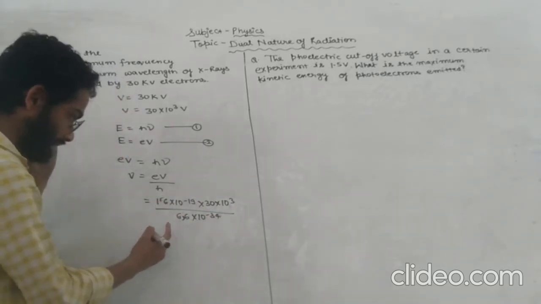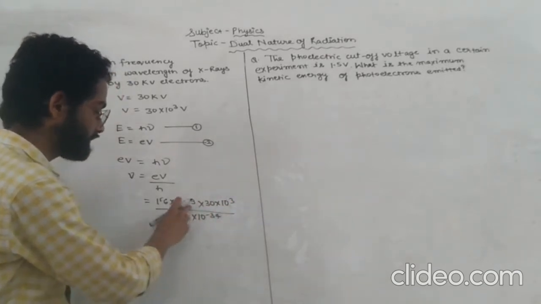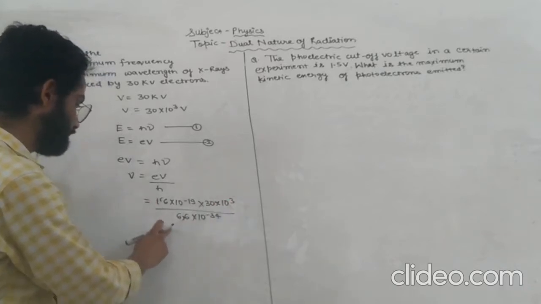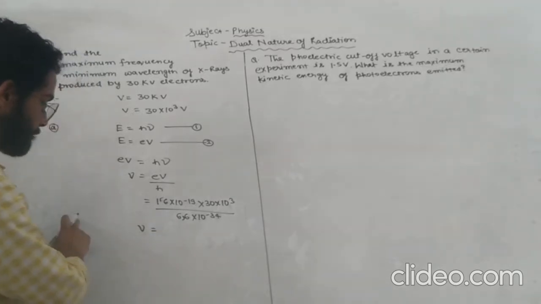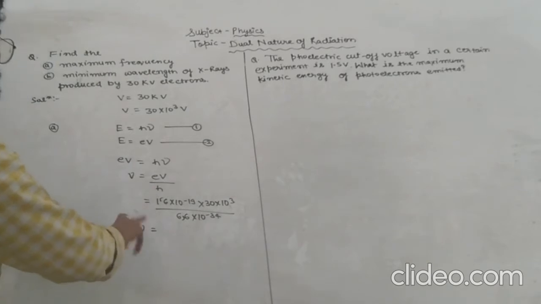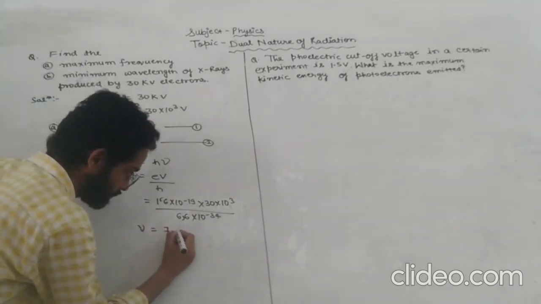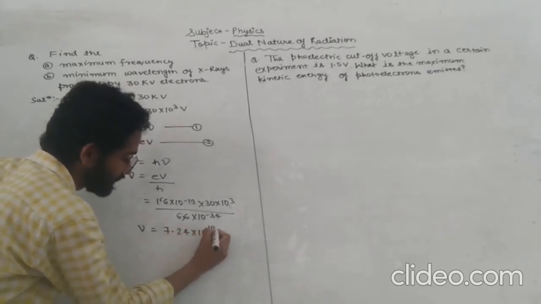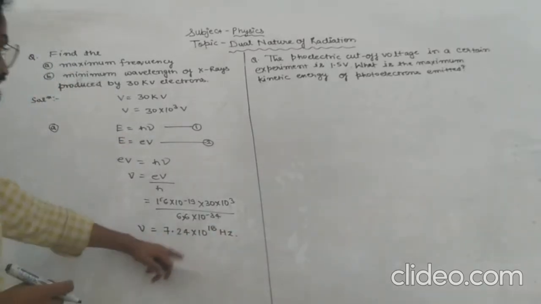We can solve it like minus 34 plus 34. That means 19 and 3. This one is 11. Let me solve it. Then it is written like 7.24 into 10 power 18 hertz.